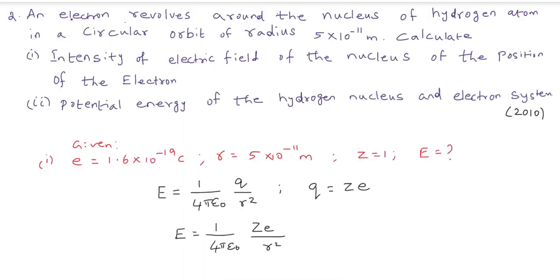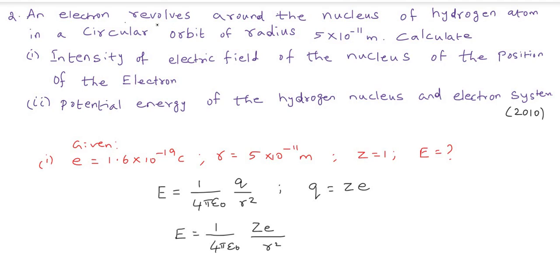Second sum. An electron revolves around the nucleus of a hydrogen atom in a circular orbit of radius 5 into 10 power minus 11 meter. Calculate, in the first subdivision, the intensity of electric field of the nucleus at the position of the electron. In the second subdivision, the potential energy of the hydrogen nucleus and electron system. Board question paper 2010.